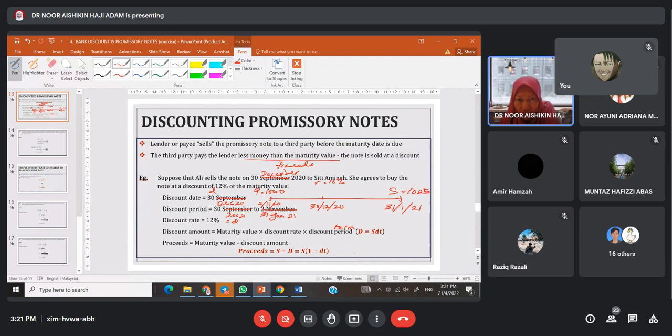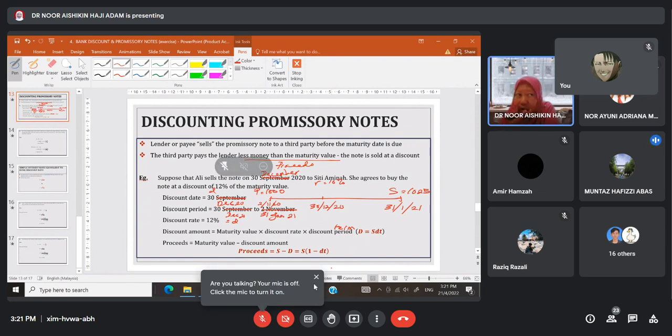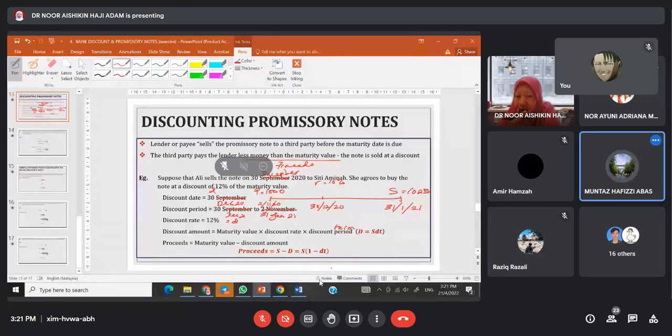Class, masih boleh follow? Have I lost you somewhere? Masih faham tak? Ada soalan tak? Class? Tak ada soalan? Saya masih confused dengan maturity value dengan proceed.